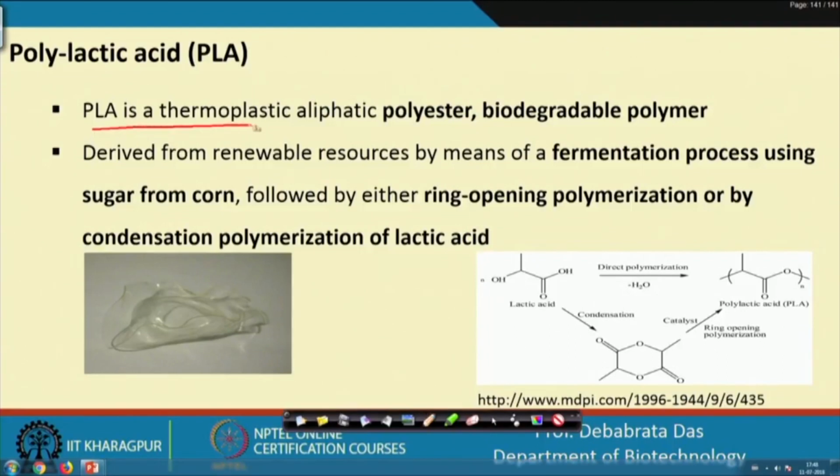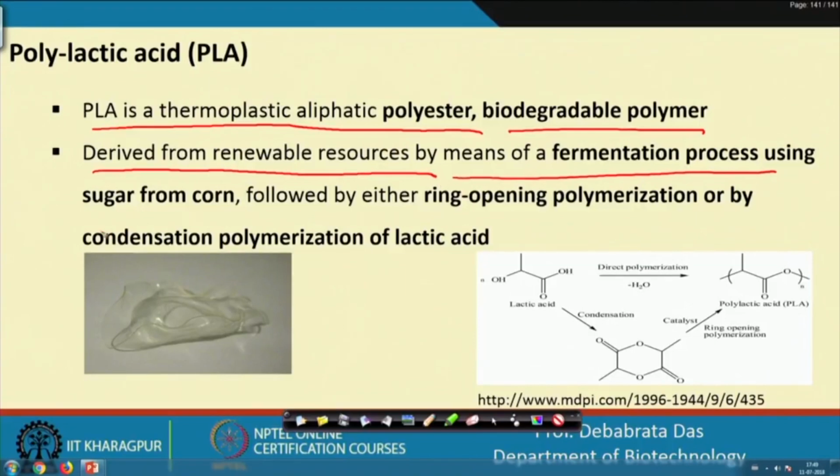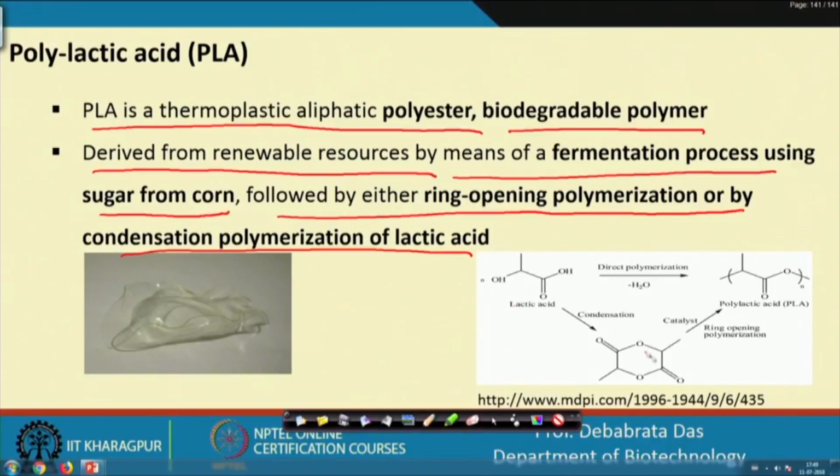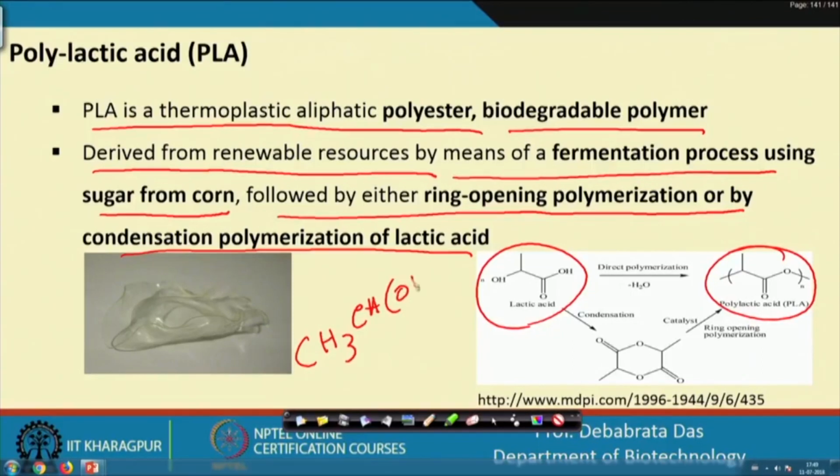PLA is a thermoplastic aliphatic polyester, a biodegradable polymer derived from renewable sources by means of a fermentation process using sugar from corn, followed by either ring opening polymerization or condensation polymerization of lactic acid. So this lactic acid undergoes a polymerization reaction, and then we can produce polylactic acid. This is the formula of lactic acid: CH3CHOHCOOH. This lactic acid can produce polylactic acid, and it looks like this.